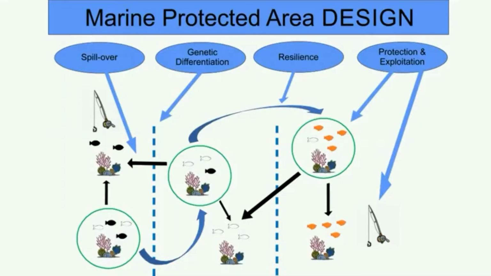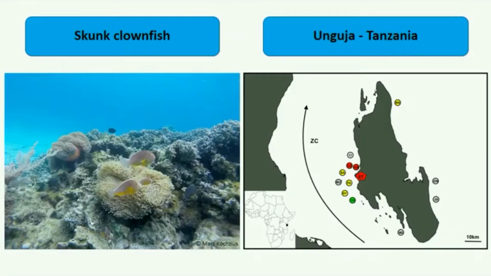exploitation by local fishers. I studied self-recruitment and larval dispersal in the Skunk Clownfish on a series of reefs around the island of Unguja in front of the coast of Tanzania in East Africa.